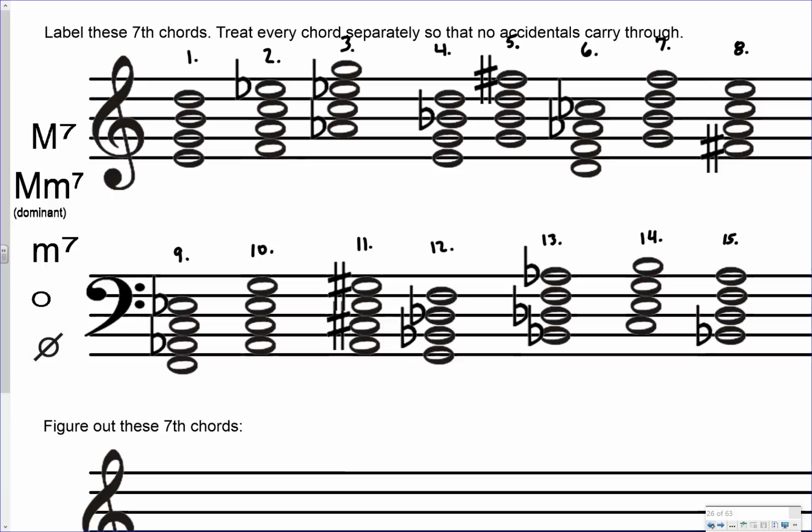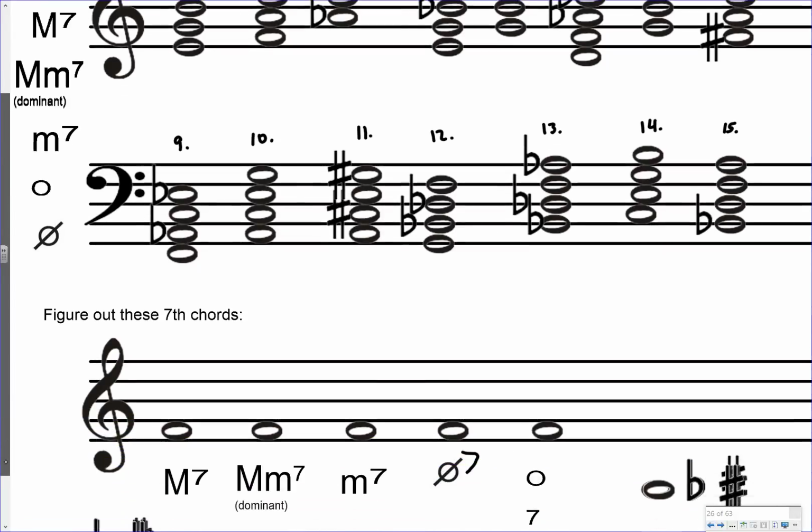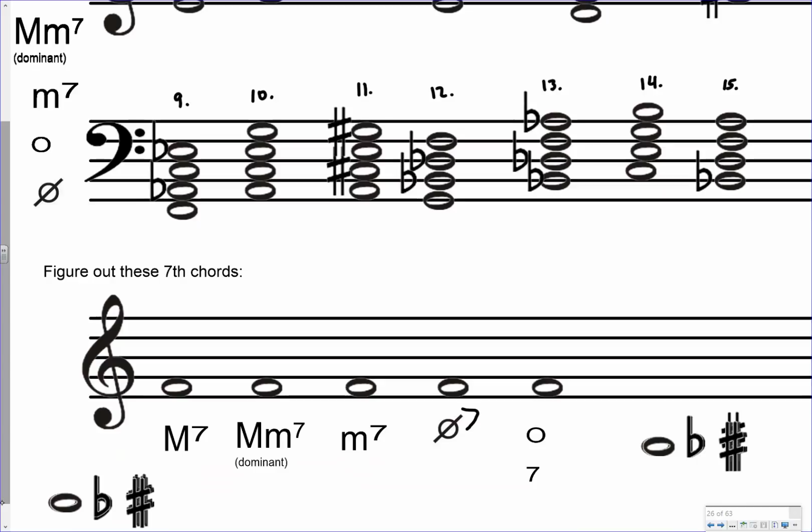Okay, now I want to go back here and I want us to look at the bottom. So those first 15 examples, you were given the notes and you had to supply the type of seventh chord. In this case, you're given the root and the seventh chord type. And what you'll need to do is build and construct the seventh chords based on the given information.